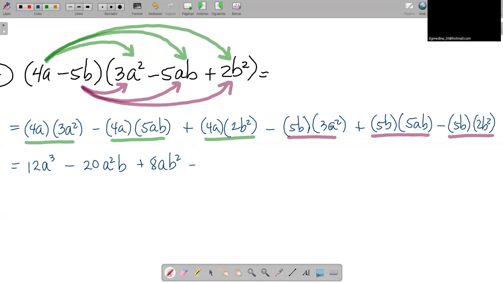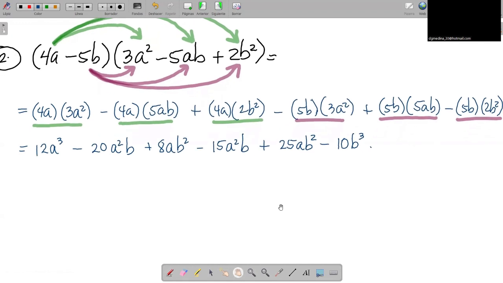Now this negative 5 times 3, 15. A to the square b. Now positive 5 times 5, 25. Do we have another a? No, so we repeat that a here. And b times b, b to the square. And negative 5 times 2, 10. B to the cube, because we have a 1, invisible 1, plus 2, 3. Okay. Now, we multiplied all the terms. Now, next, we are going to reduce the like terms.